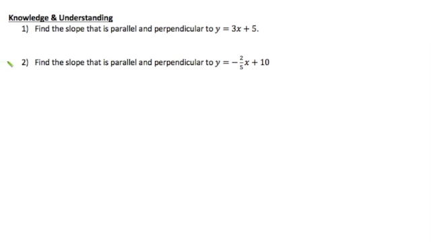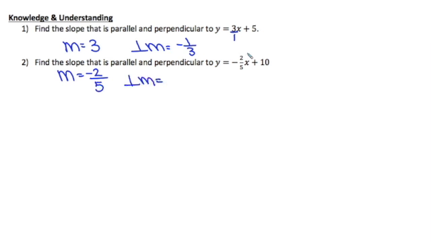For 1, find the slope that is parallel and perpendicular to that line. Well, I would say my parallel slope is 3. My perpendicular slope is negative 1/3, because remember, that's 3 over 1. For 2, find the slope that is parallel and the slope that is perpendicular. My parallel is the exact same thing, so negative 2 over 5. My perpendicular slope, opposite reciprocal, so switch my location, so the 5 is on top, the 2 is on the bottom, and the negative is turning to a positive.